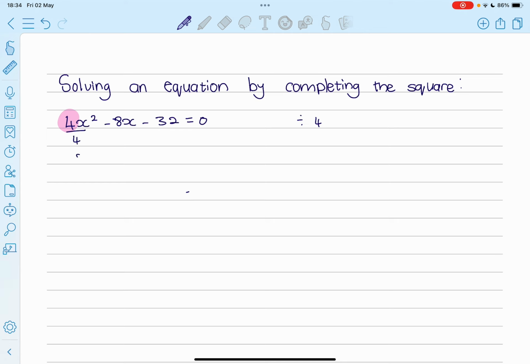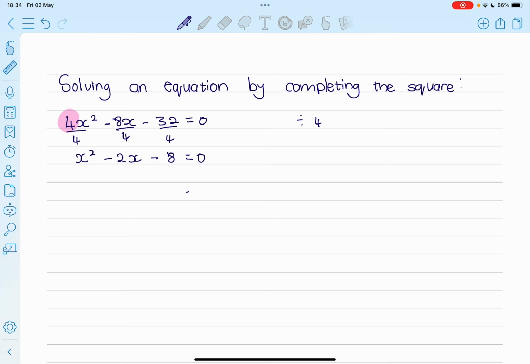We are left with x squared by itself. Here, when we divide by 4, we are left with negative 2x. And over there, when we divide by 4, we are left with, I think it's 8. Yes. And it's equal to 0.